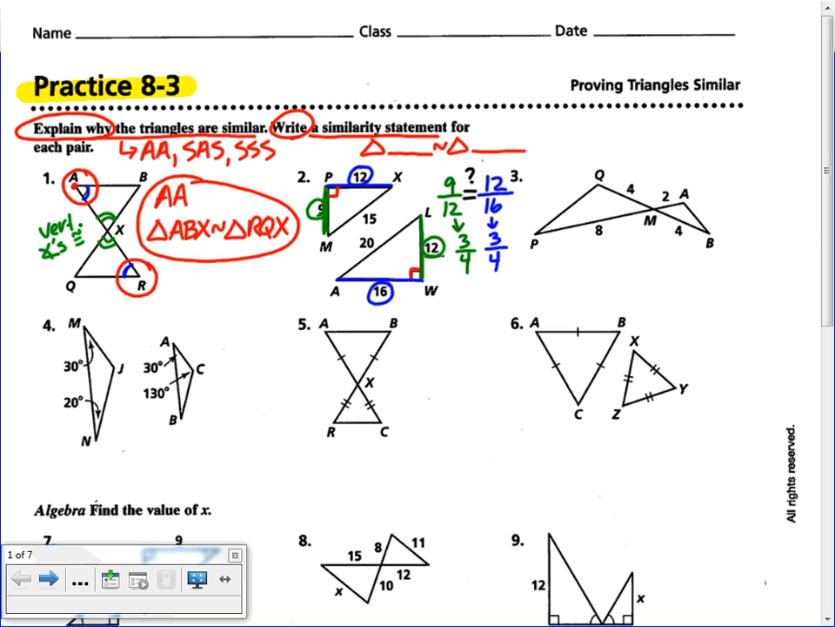So guess what? These sides are in proportion to each other. That means I have similar triangles by SAS. Good to know.